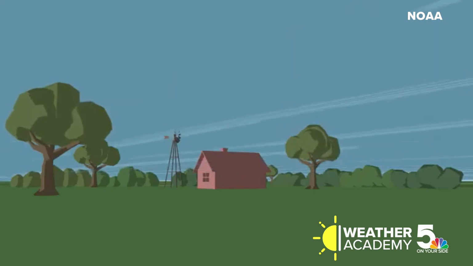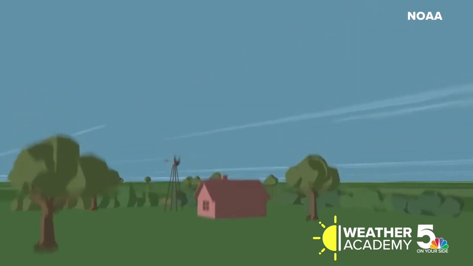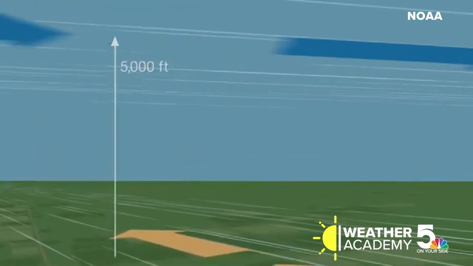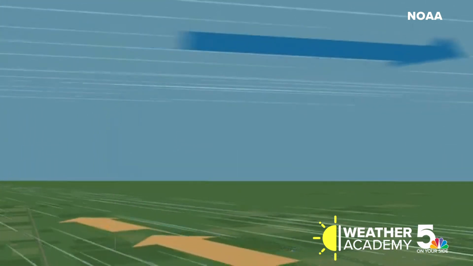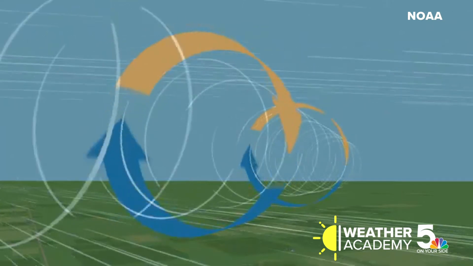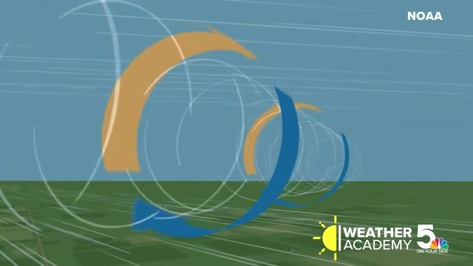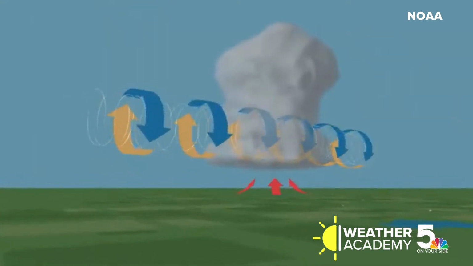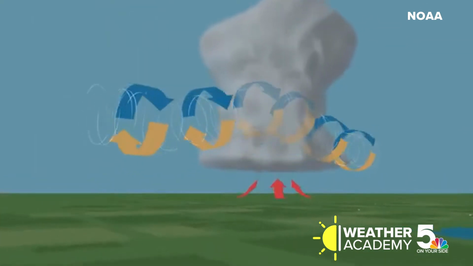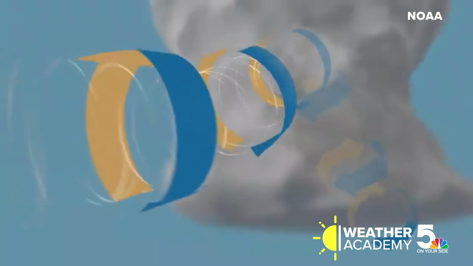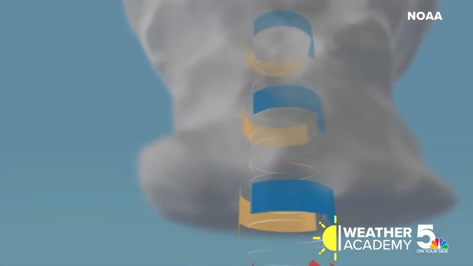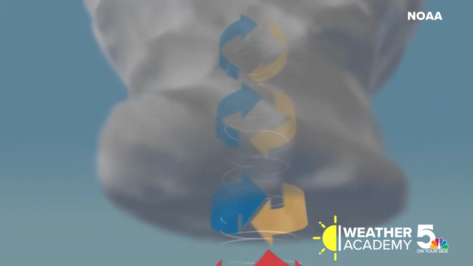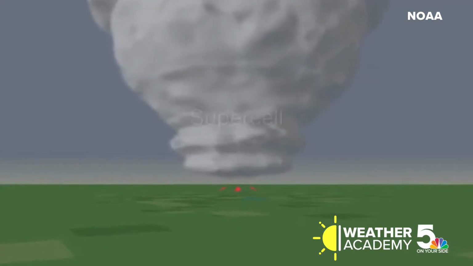When wind at ground level is blowing in one direction and wind higher up in the atmosphere blows in a different direction, it can cause a horizontal tube of air to form. In a thunderstorm, warm air rises up within the storm. This is called an updraft. An updraft can turn a horizontal rotating tube of air into a vertical one. When this happens, the whole storm begins rotating, creating a supercell.